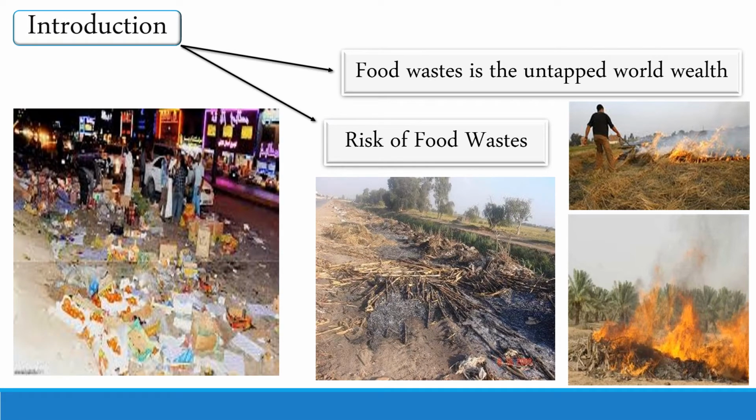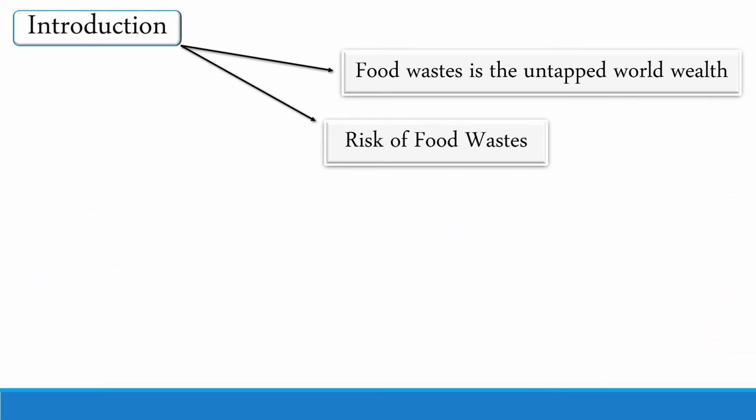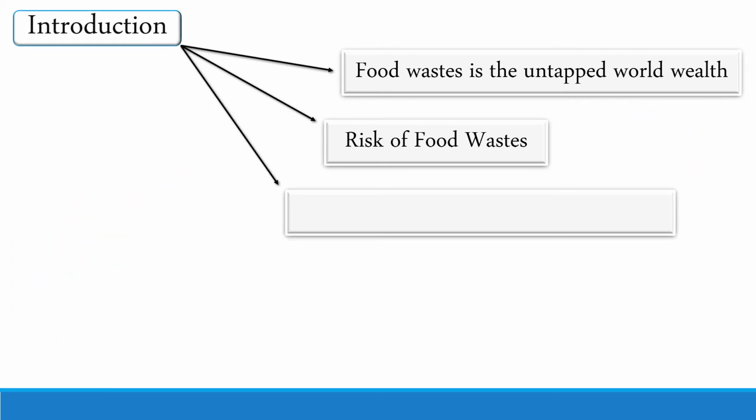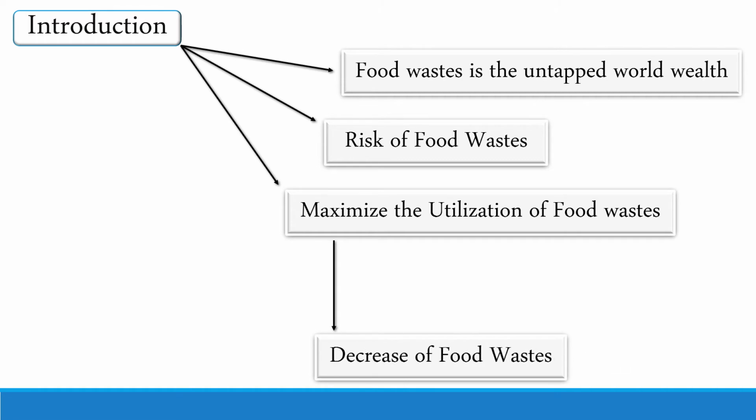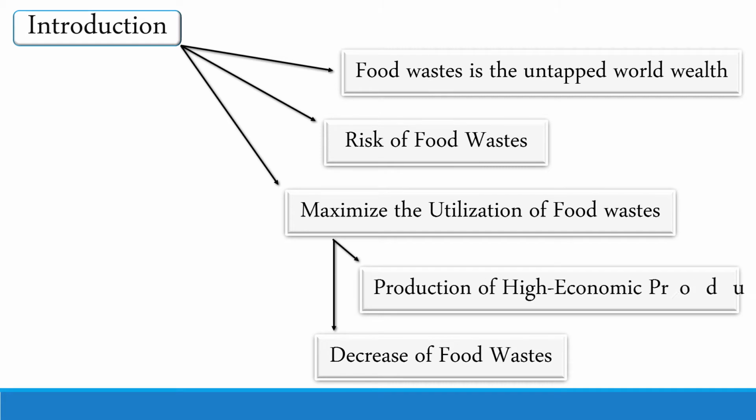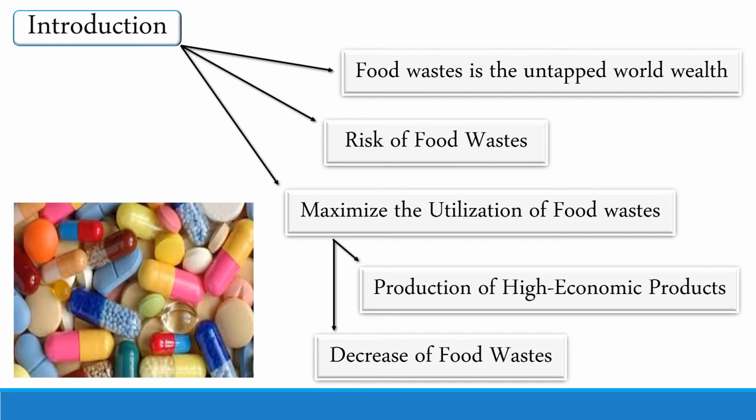So how can we utilize food wastes? A lot of people try utilization of food wastes. I tried utilization of food wastes in my Master of Science study, and I tried to maximize the utilization of food wastes. And my vision is, number one, we should decrease food wastes and get rid of food wastes during consumption, the huge problem if you remember. Number two, production of high economic products like natural medicine, vitamins, phytochemical compounds, antioxidants, biofuel, and a lot of other things.